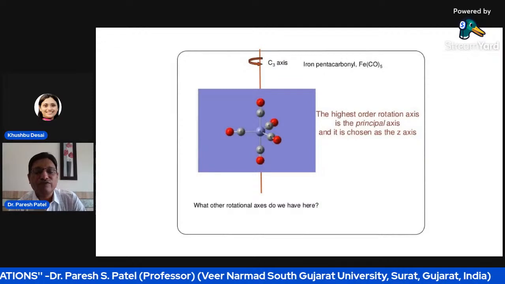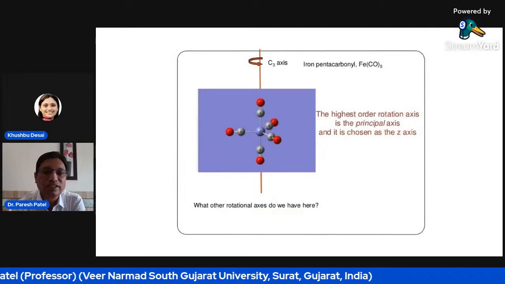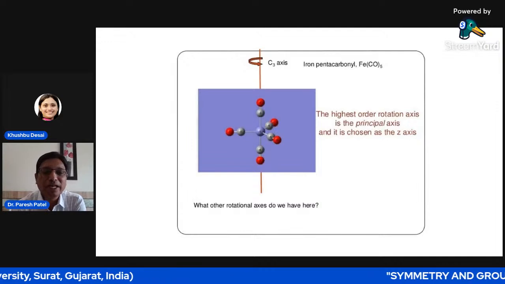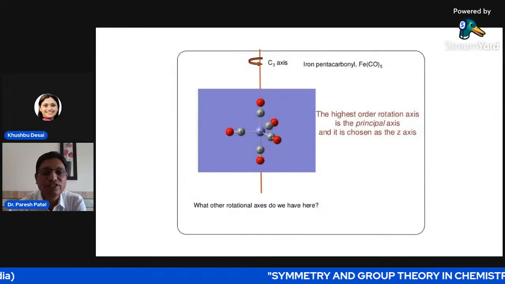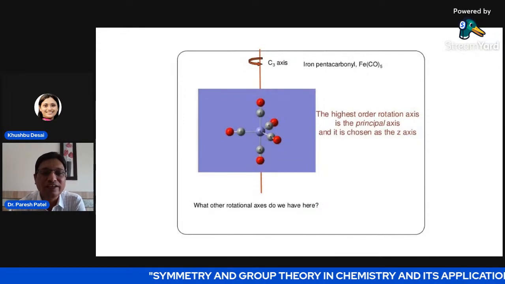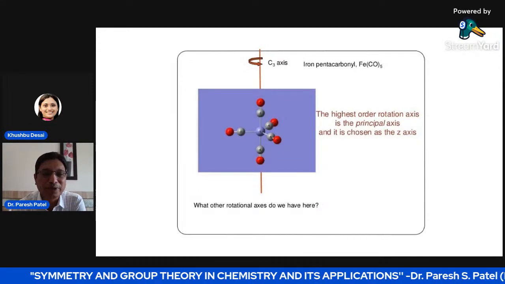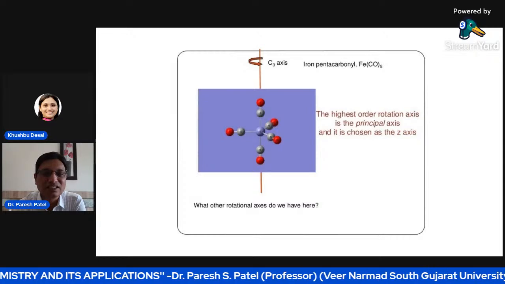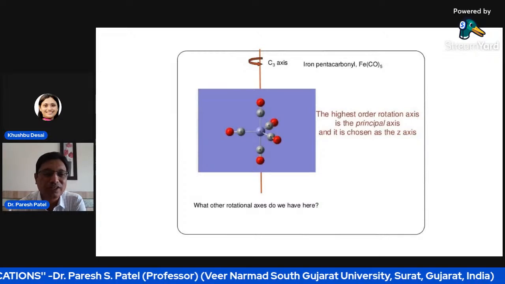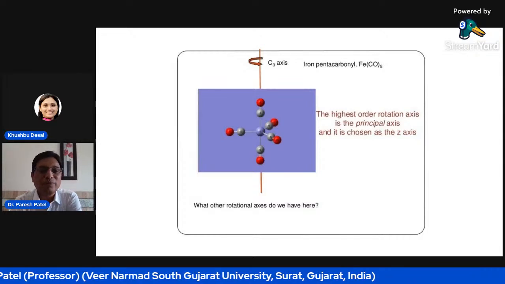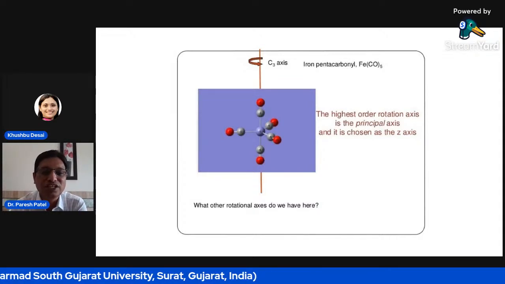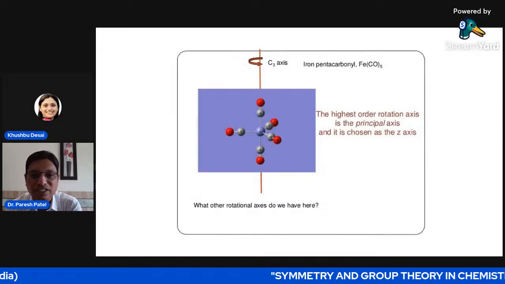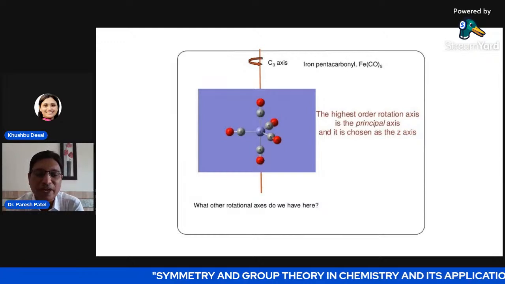Now this is the case of Fe(CO)5. Fe(CO)5 is a metal carbonyl. The shape of this metal carbonyl, iron pentacarbonyl, is trigonal bipyramidal. If we rotate this molecule along the main principal axis around 120° to get the equivalent orientation position, it means n is equal to 360 divided by 120, which is equal to 3. It means this imaginary axis can be represented as C3. So C3 is the main principal axis.